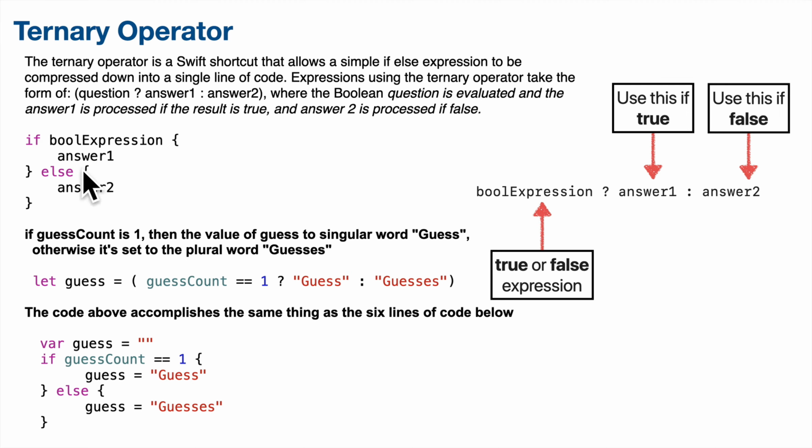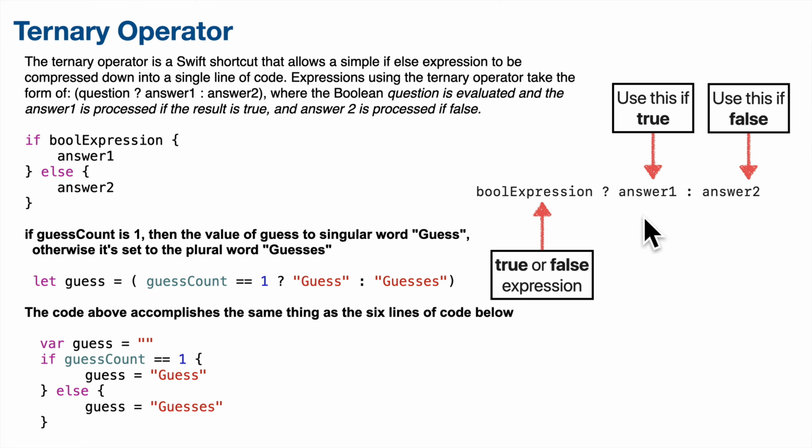or the else set of curlies if it's false. We simply put the expression first, and that's evaluated as true or false, and then we follow the expression with a question mark. Now we follow the question mark with the results that we'll use if the expression is true, following that with a colon, followed by the results we'll use if the expression is false.